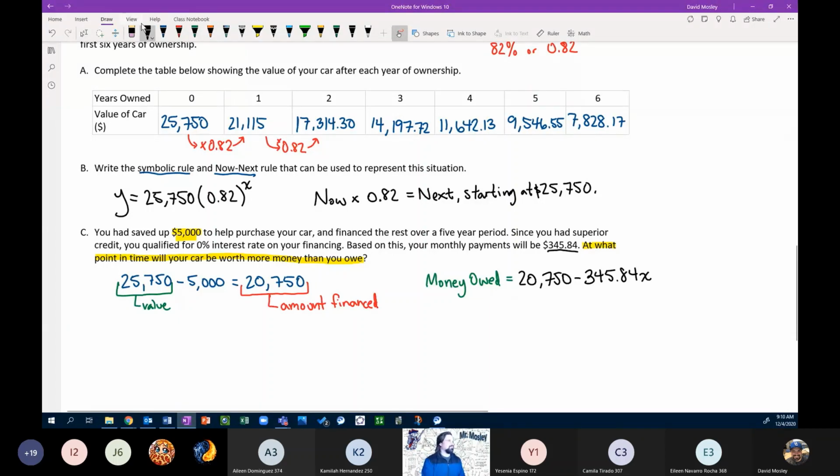Then we have the value of the car. That's the previous function. Right? Our value is determined by this depreciation, the exponential decay function, which is 25,750 times 0.82 to the X power.